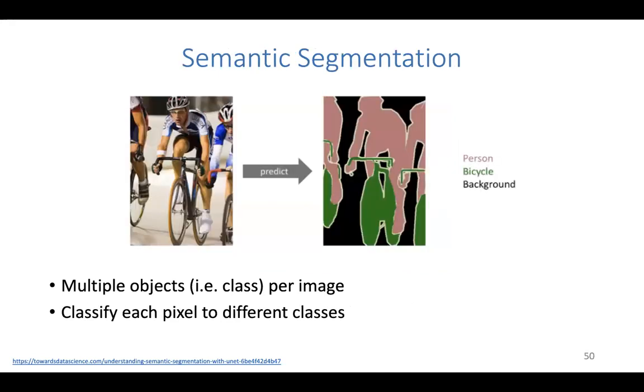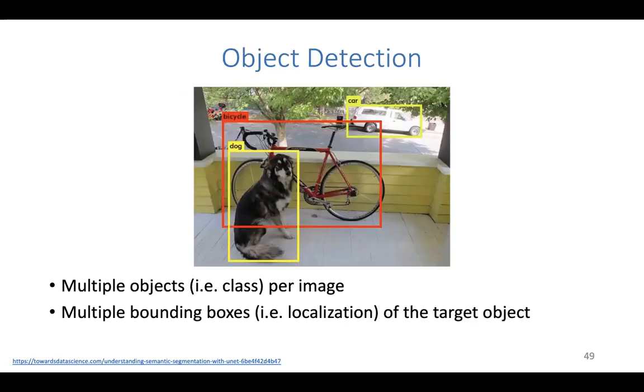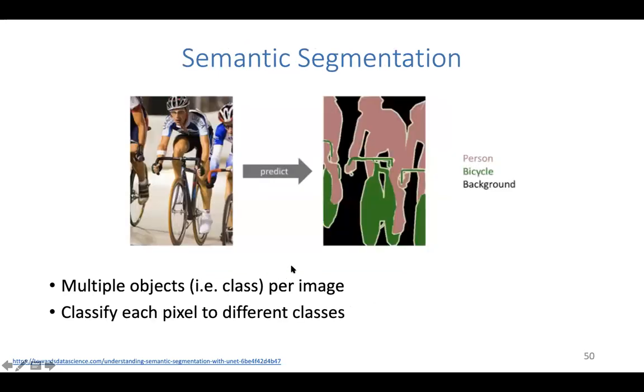Right. So the next one is semantic segmentation. This is what we're going to do today. So with semantic segmentation the assumption is the same as object detection: multiple objects per image. So that much is the same. But the difference is that instead of having a bounding box, we want to classify every single pixel into its corresponding correct class. So assume that this is about a 256 by 128 resolution image.